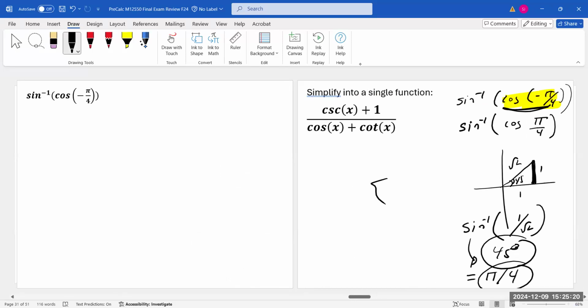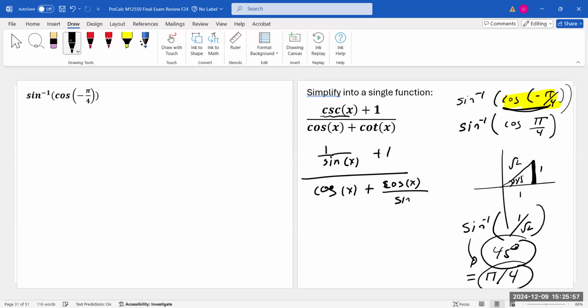For example, simplify or verify identities. So anytime you see any other trig function besides sine and cosine, always convert them into sine and cosine. That will help you to go somewhere. So secant is 1/cosine. Cosecant is 1/sine. And cosine, we keep it because cosine is fine. But cotangent is cosine over sine.